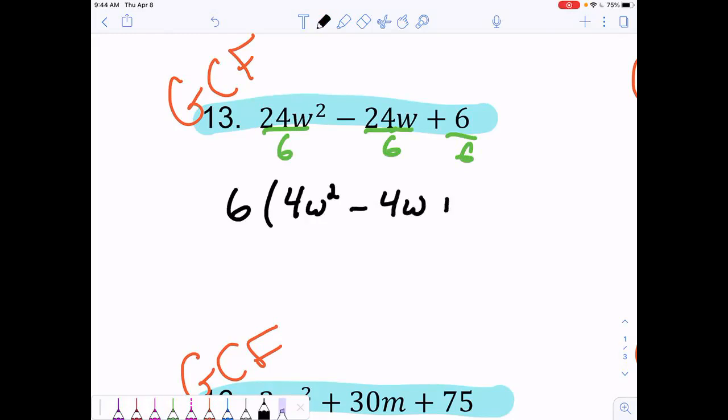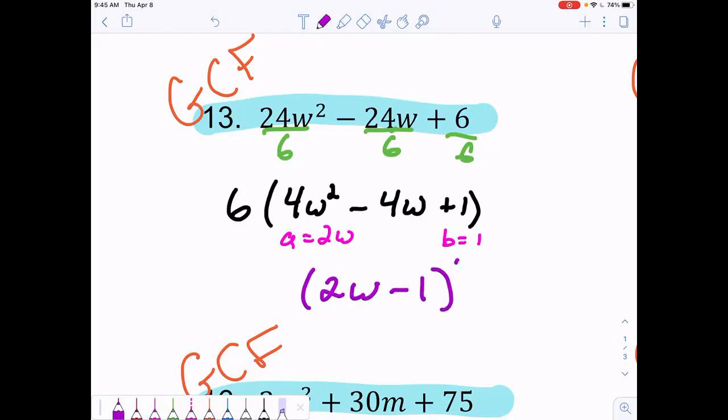Well, what's your A, what's your B? A is 2w, B is 1. And now is the part where you get that negative, because you're going to get 2w minus 1. That whole thing is squared, and then what can you not forget? Yeah, the GCF. You bring it down. That's it. Good.